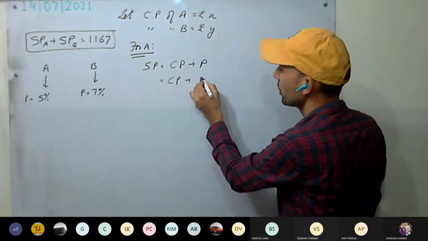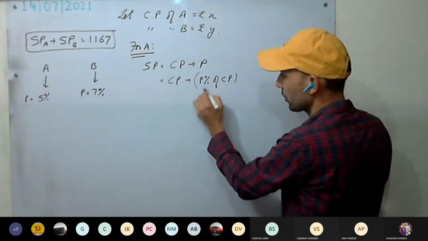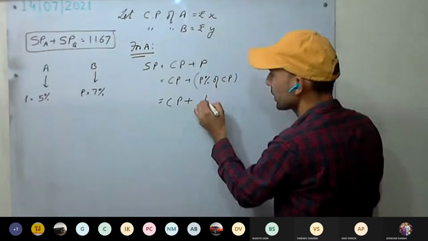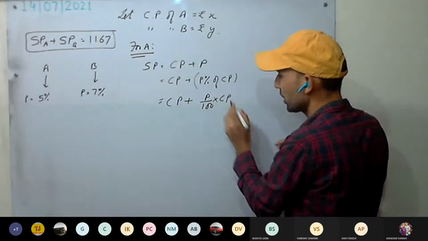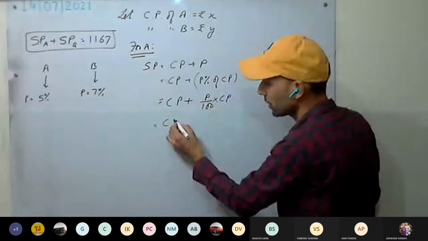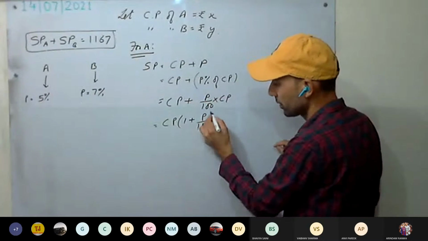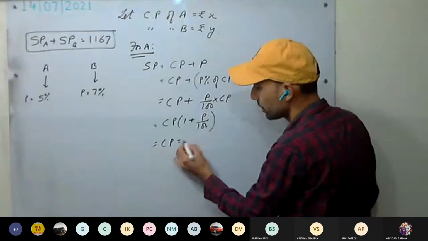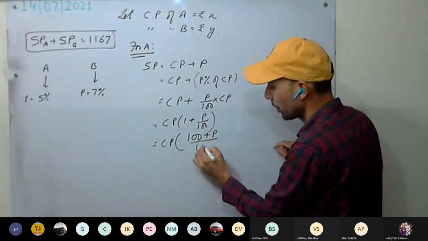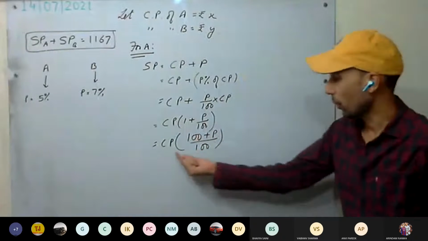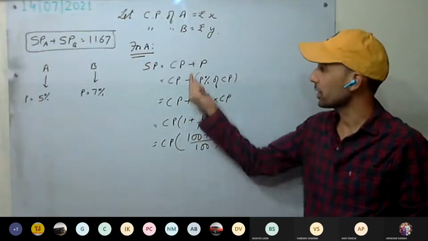So profit percent of CP. This is how we will calculate the profit. CP plus P is how much? P upon 100 into CP. Or you can take CP out. We are deriving that formula. 1 plus P upon 100 into CP. We can take the LCM. 100 plus P upon 100. Have you all understood this one? This formula you used to learn. Do you remember? You used to learn this formula. Okay, this is calculated this way.